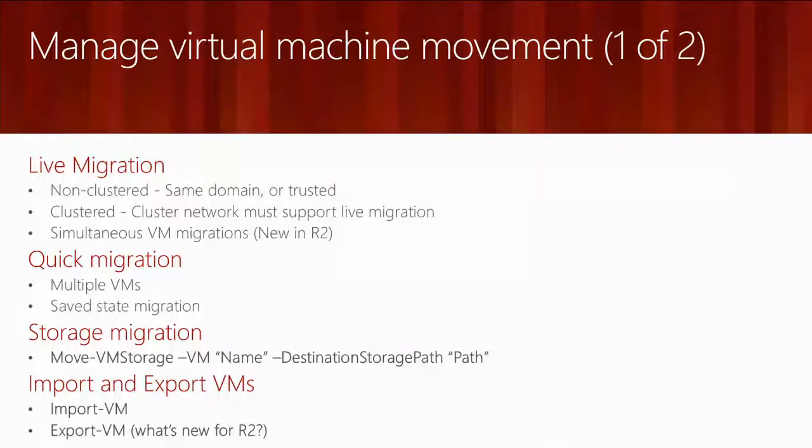All right, so virtual machine movement. Talking about live migration, quick migration, storage migration, importing and exporting. For live migration, you need to be in the same domain. From the exam perspective, a couple of things. 2012 R2 uses SMB 3.0 for the live migration, so enhanced performance. From an exam perspective, you might have a 2012 environment.